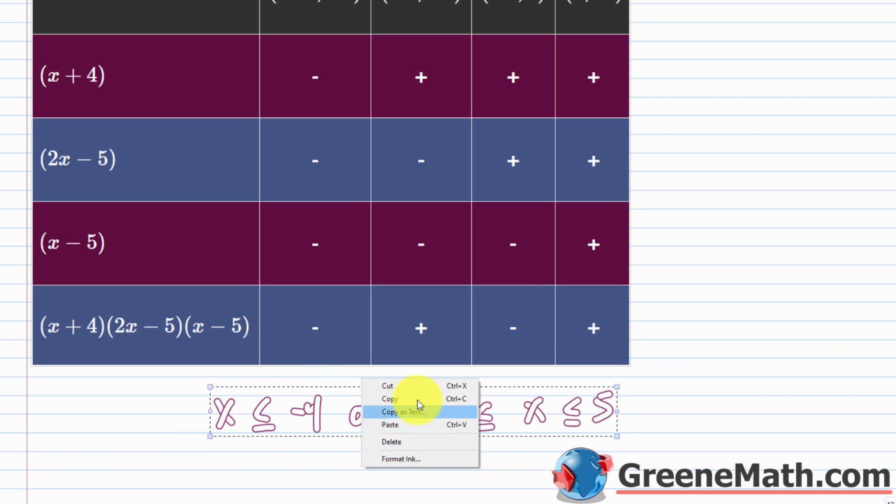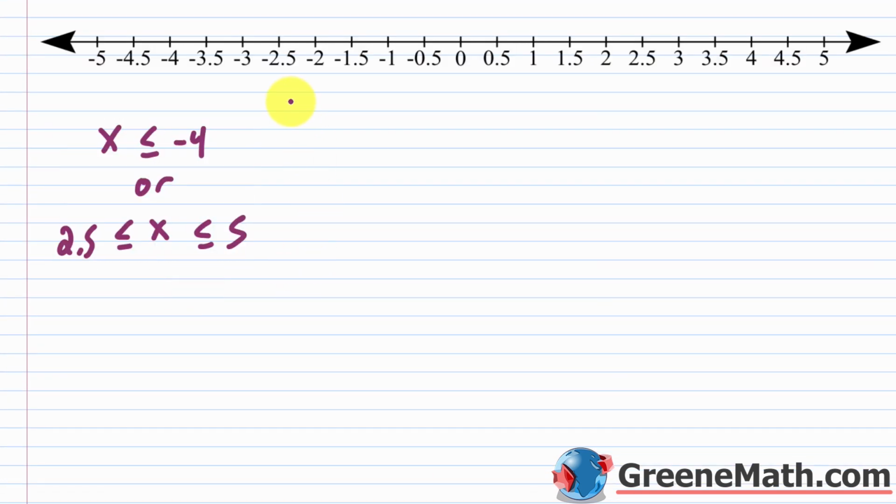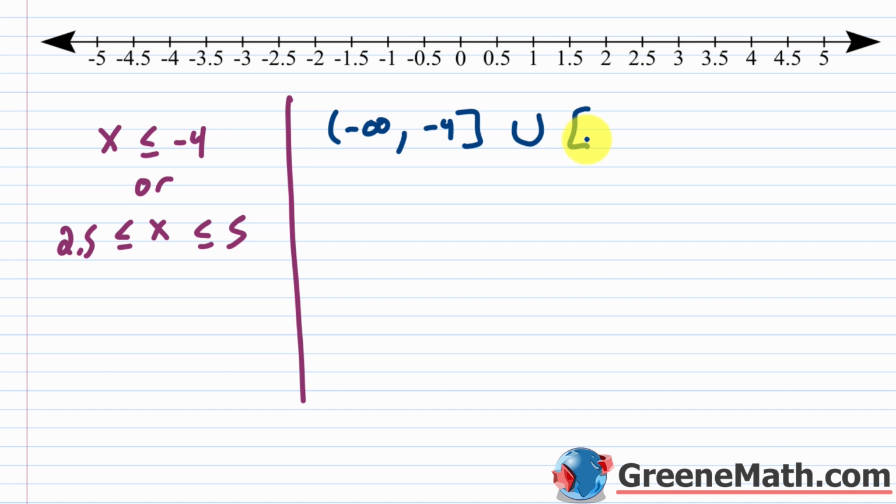So this is what you want. Let me grab this. And again, if you want to do interval notation, these are all going to be included because we had a non-strict inequality. So here we would say coming from negative infinity, going up to and including -4, and then the union with anything between 2.5 and 5, with both of those being included.